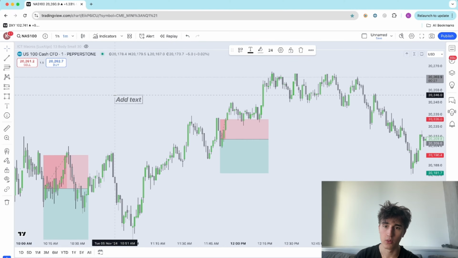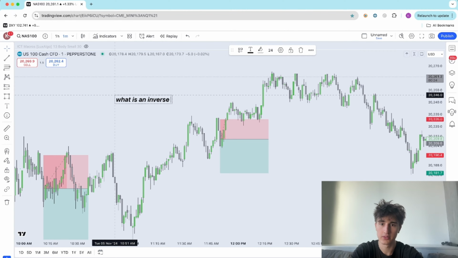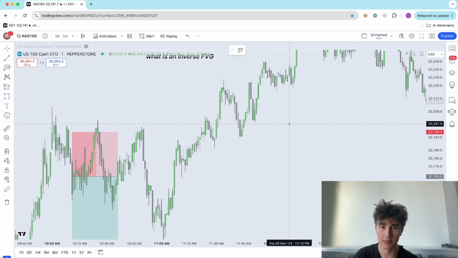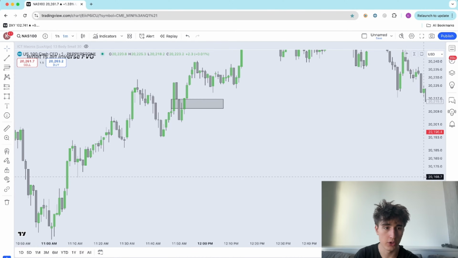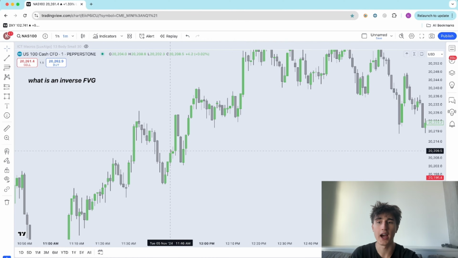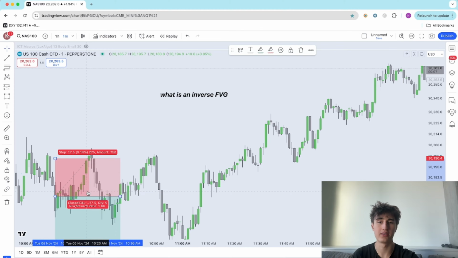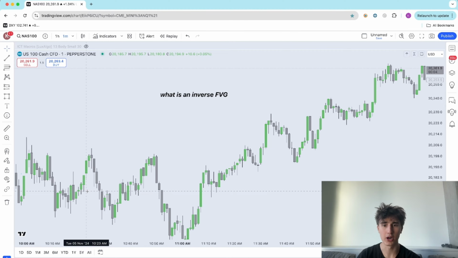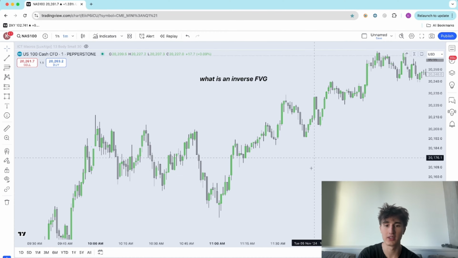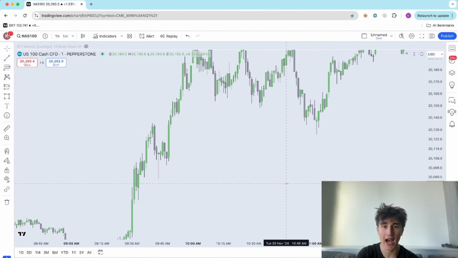Now, what is an inverse fair value gap? An inverse fair value gap is when a fair value gap, like right here, boom, gets closed below, basically ran through, right? Now, the issue is, what you guys think is, since the market creates an inverse fair value gap, it just means that we have to go that way. You guys are assuming that the market is going to see that inverse and say, hey, now we're going to flip, right? If you apply a little bit of logic, guys, that's obviously not how it is.